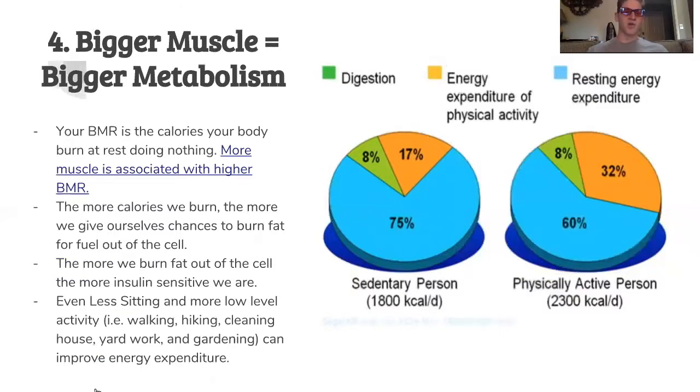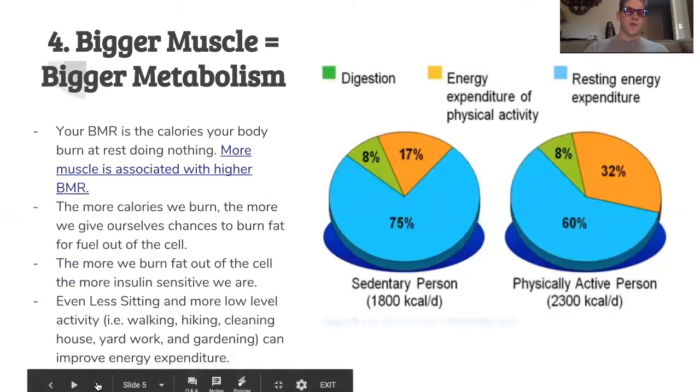The more calories we burn, the more we give ourselves chances to burn fat for fuel out of the cell. So this is why they say lifting weights and working out boosts your metabolism, because it does. Basically, the more we burn fat out of the cell, the more insulin sensitive we are, and also the more weight we lose, and all these good things start happening. So even less sitting and more low-level activity, walking, hiking, cleaning the house, yard work, gardening, all these things can improve energy expenditure and raise your BMR.